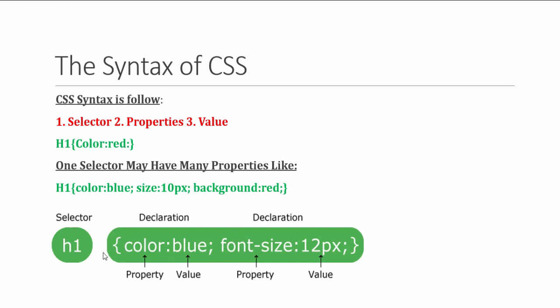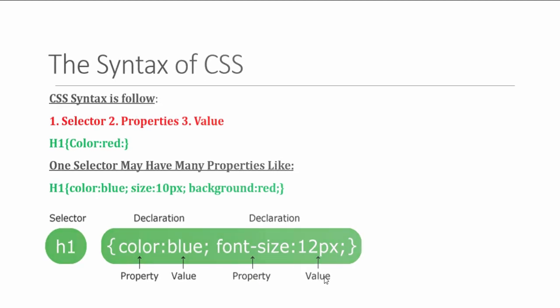Now, this image shows the same thing. This is an h1 tag, this is the selector, and color is a property and this is its value. After the semicolon we will see the same thing, another property, font size, and its value, 12 pixel.